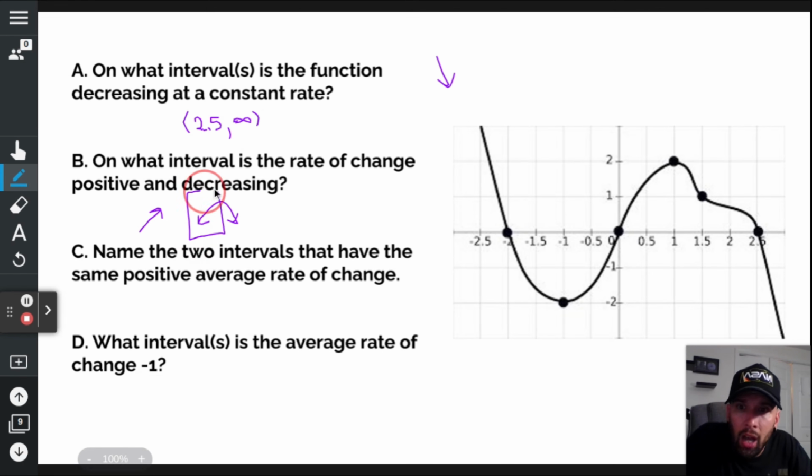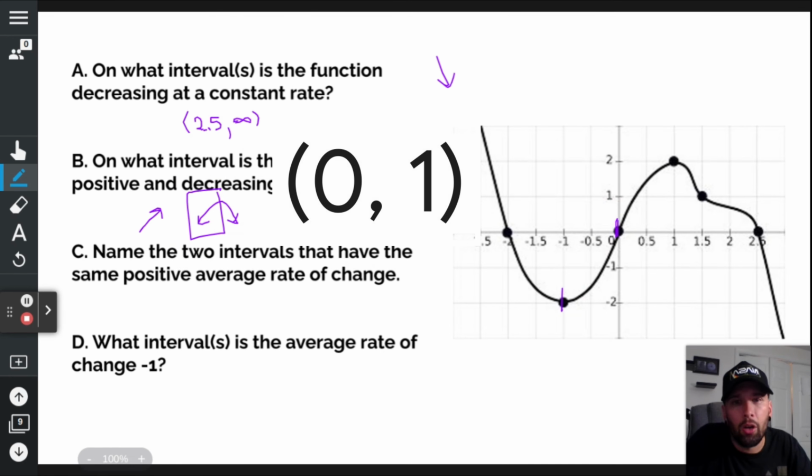side of concave down. All right, so I made a little mistake here. I accidentally said that the answer is -1 to 0. It's actually 0 to 1. That's the left side of concave down. Whoopsie daisy.